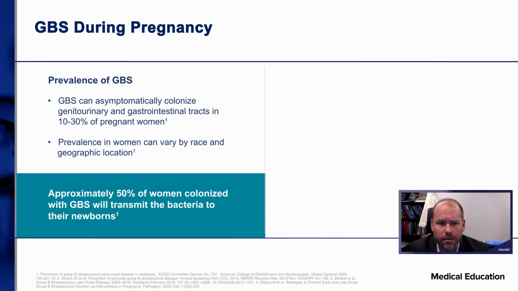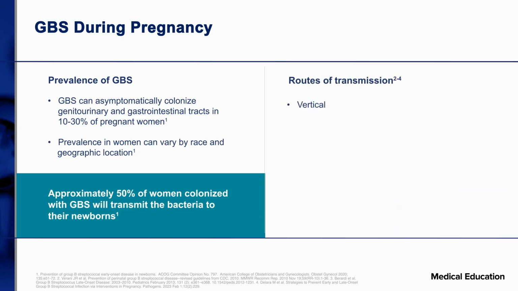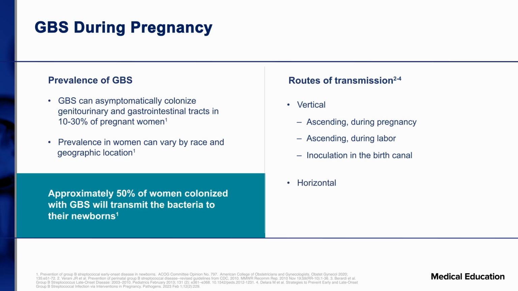And so this is really an important point because 1 to 2% of newborns that acquire GBS during pregnancy or birth can develop GBS early onset disease in the absence of antibiotic prophylaxis. So we're going to talk a lot more about that. We have vertical transmission, which is ascending during pregnancy, or ascending during labor, or inoculation as the baby passes through the birth canal. There's also horizontal transmission, and this is the idea that once the baby is born, the baby can pick up Group B Strep either from the mother or from a hospital or community environment.